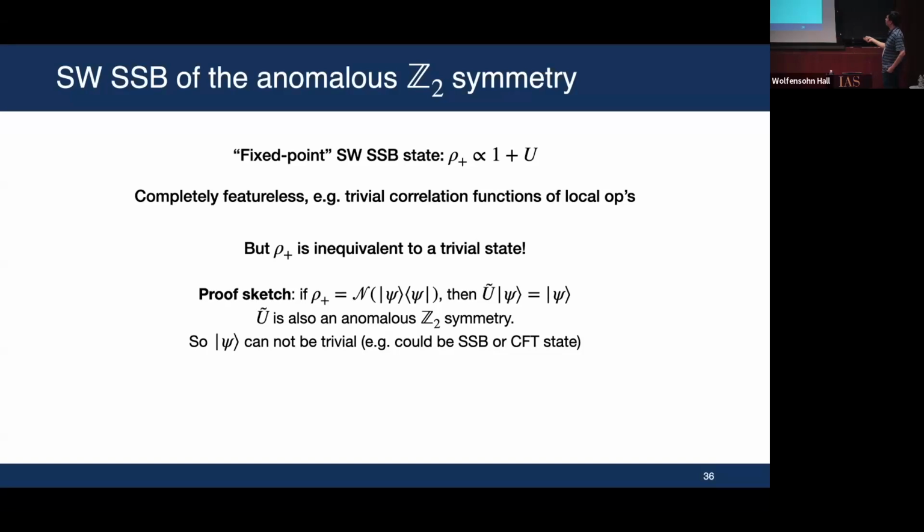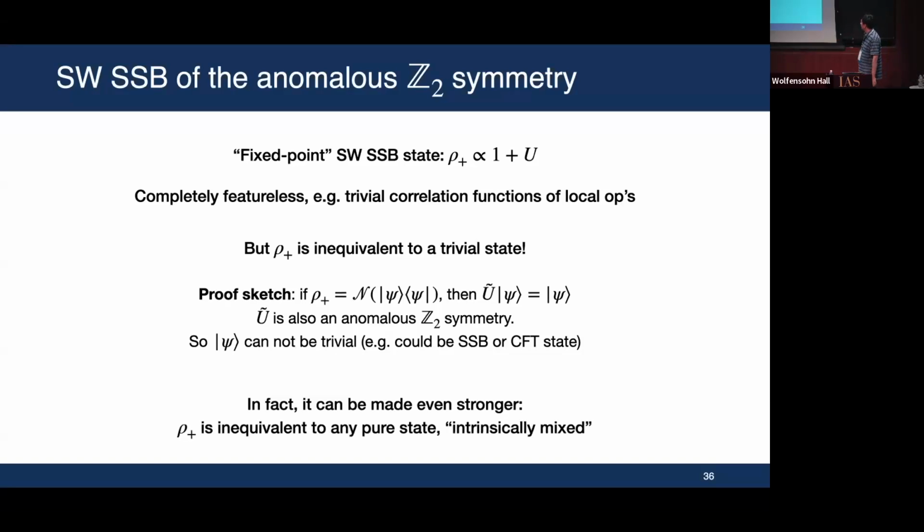So if you want to prepare this rho plus from some pure state, it has to be a somewhat interesting state, like a symmetry breaking state or a critical state. It cannot be a product state. So this simple argument shows that this state is at least different from a trivial product state, and belongs to a different phase. In fact, we can make it even stronger: rho plus is not just inequivalent to a product state, it's inequivalent, in this two-way connectedness sense, to any pure state. So it's really intrinsically mixed.